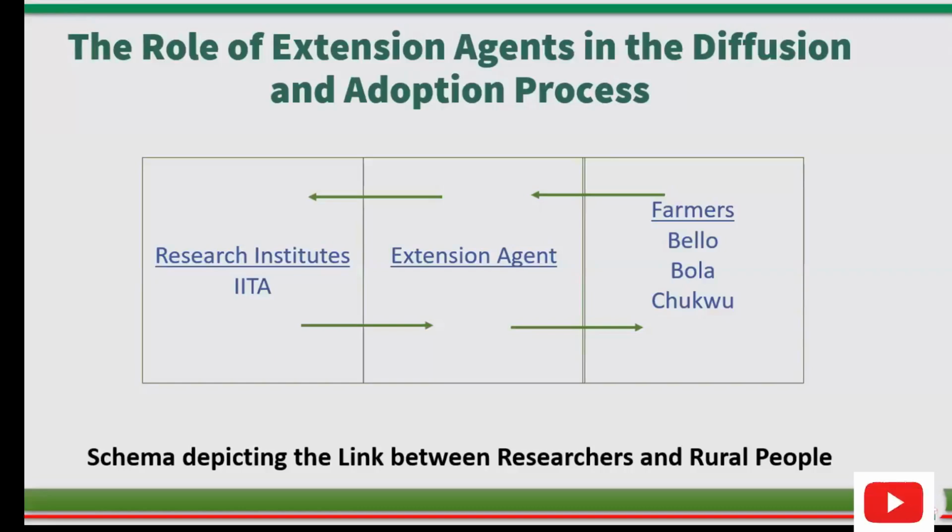Today, if you look at your screen, you will see that we have three boxes, not a circle this time around, and they are marked exactly the way we marked it in our initial class. We said the research institute communicates directly with the extension agent, which is at the center, and then the extension agent takes the research finding to the farmers, which may be any farmer in the rural area.